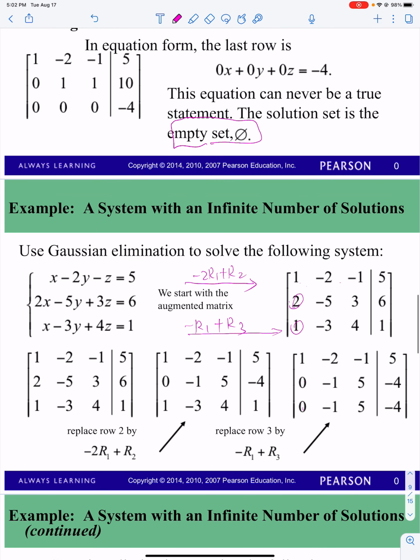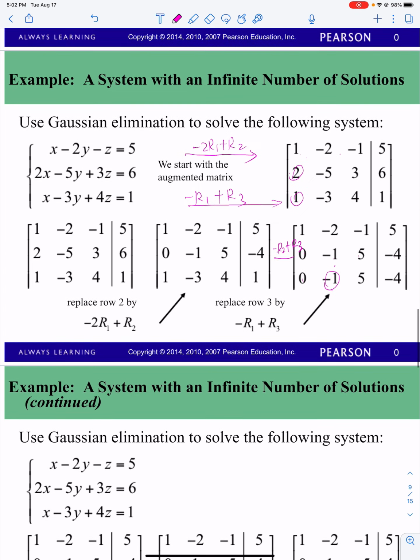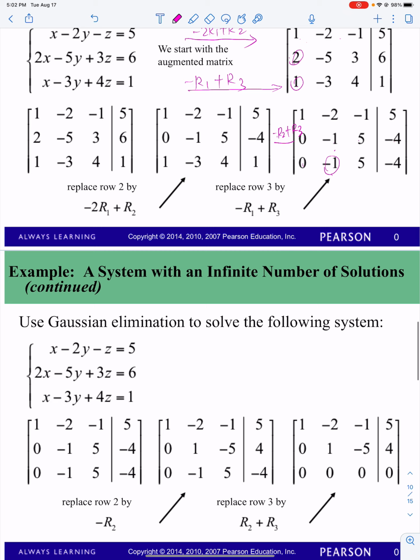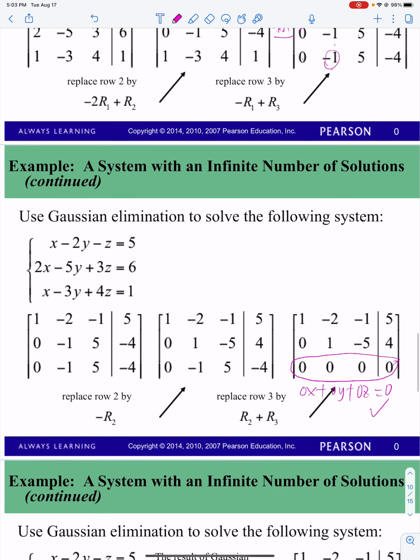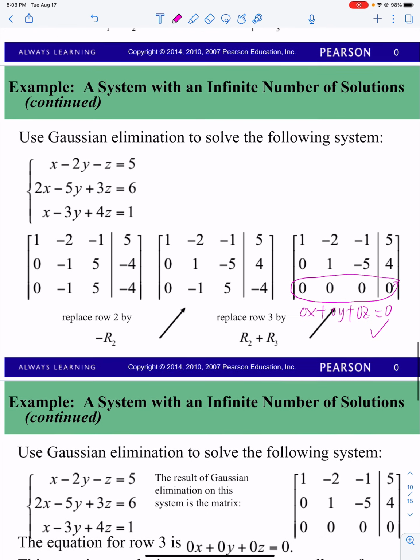Then how could you make this one go away? What will you do? Negative R2 plus R3. You with me? Because these are the same, negative R2 will be 1, -5, 4. But what happened here? The last equation is 0x plus 0y plus 0z equals 0. Of course, that's true, so it's fine.